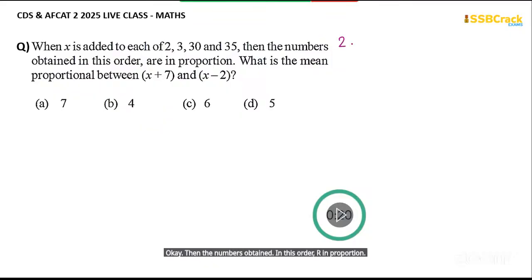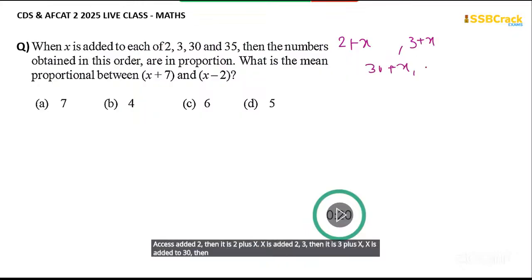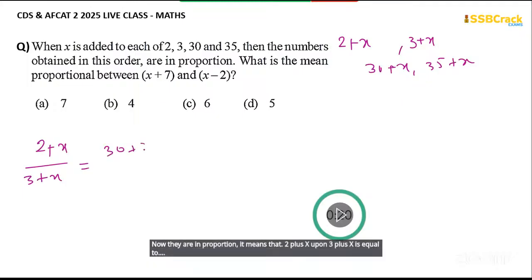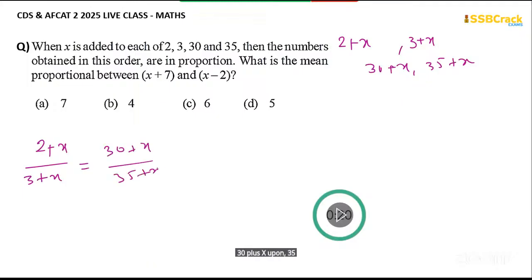Say X is added to 2, then it is 2 plus X. X is added to 3, then it is 3 plus X. X is added to 30, then it is 30 plus X. And to 35, it is 35 plus X. Now they are in proportion. It means that 2 plus X upon 3 plus X is equal to 30 plus X upon 35 plus X. This is what it means, right?